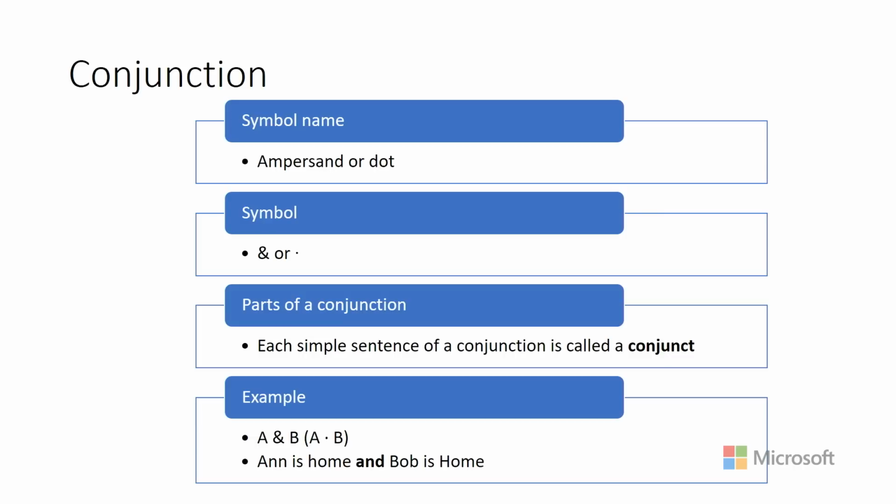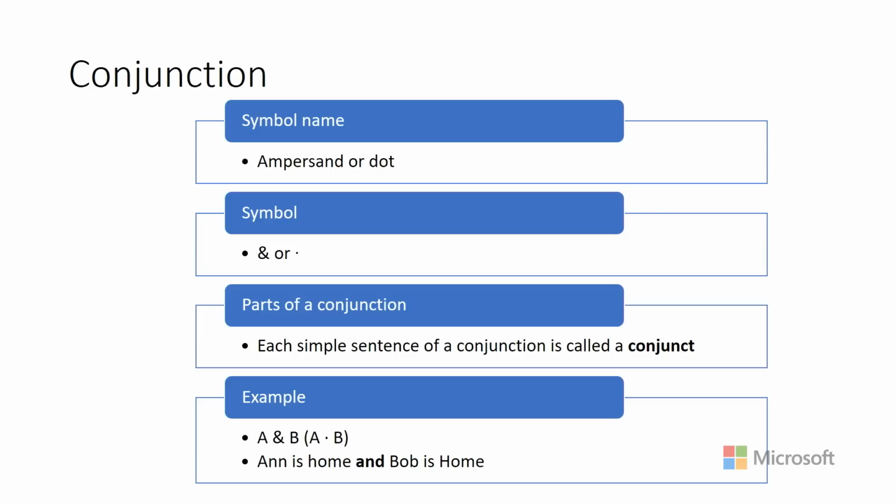Anne is home and Bob is home is called a conjunction, a compound statement. And each simple sentence, each simple statement in the conjunction is called a conjunct. So I'm going to say Anne is home is a conjunct, Bob is home is a conjunct, in the conjunction, Anne is home and Bob is home. Right? So when you're referring to parts of a conjunction, you're going to refer to those parts as conjuncts. When you're referring to the simple statements, each simple statement is a conjunct.